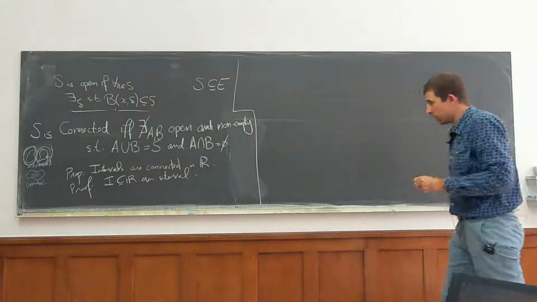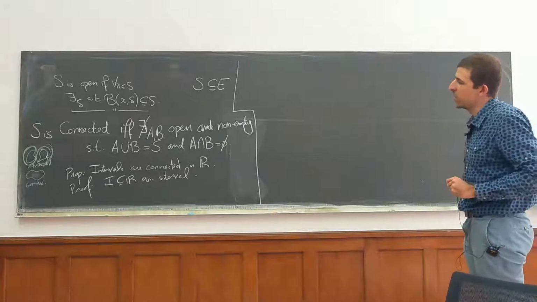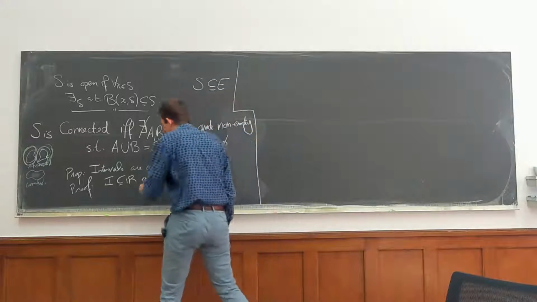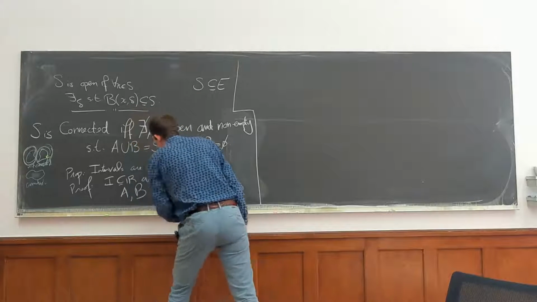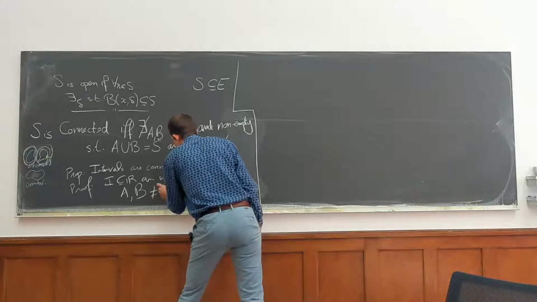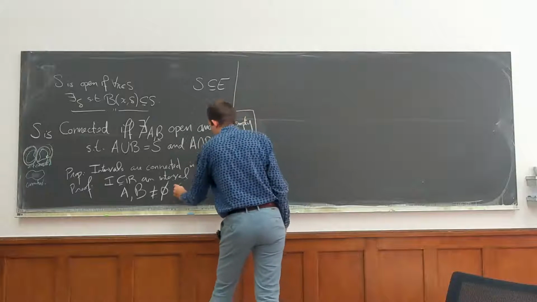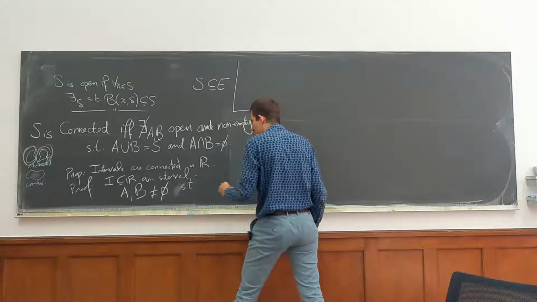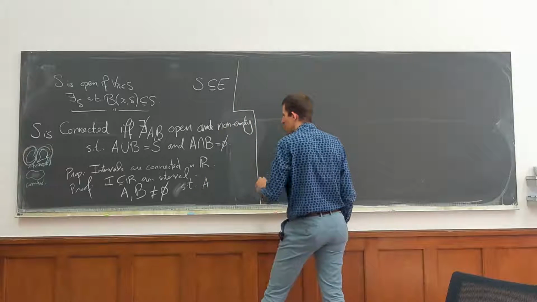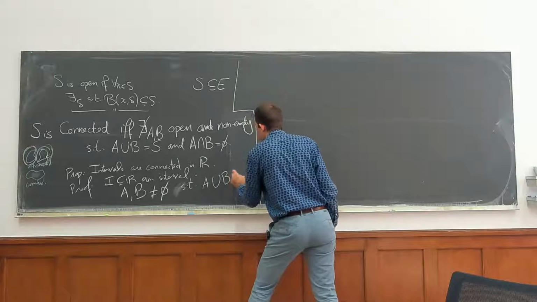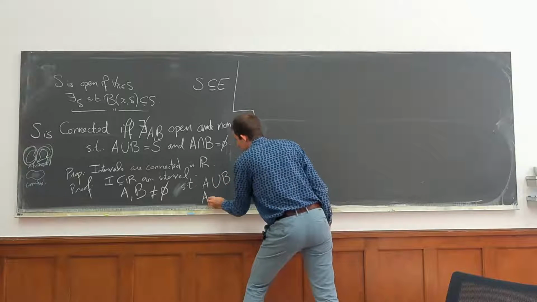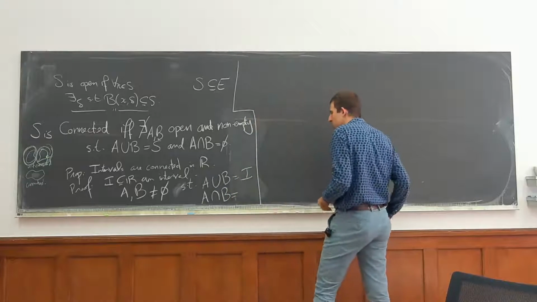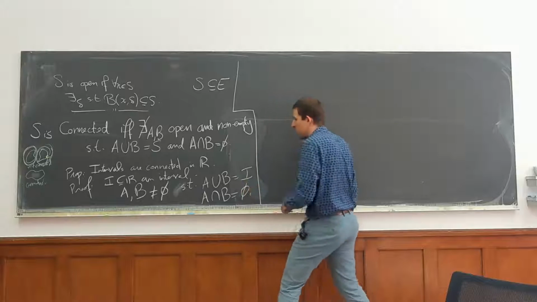All right. So let's say that I is an interval. Okay, then let's go by contradiction, right? Let's say that it's not connected. So let's take A and B, right, open and non-empty, such that A union B is the interval, and A intersected with B is empty. Okay, and they're open, right?